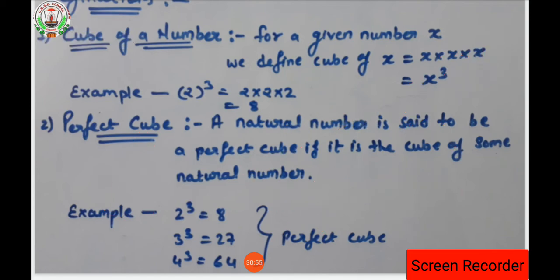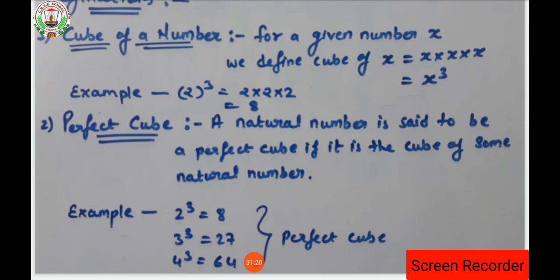Okay, then second one is perfect cube. A natural number is said to be a perfect cube if it is the cube of some natural number. How will it be a perfect cube? When 2 into 2 into 2 is 8, it is a perfect cube. 3 into 3 into 3 is also a perfect cube.